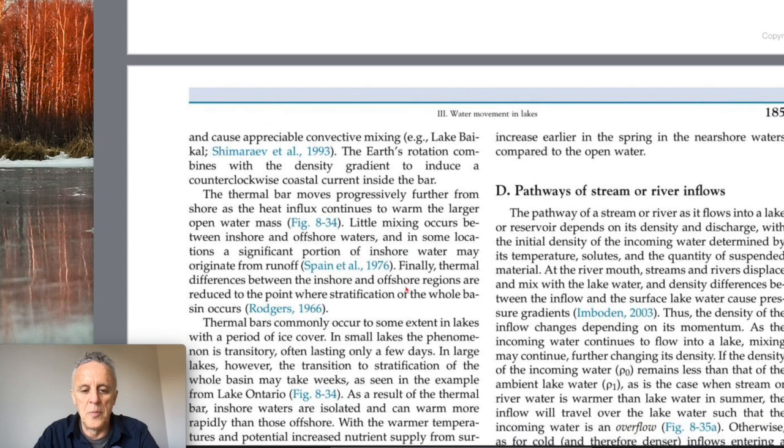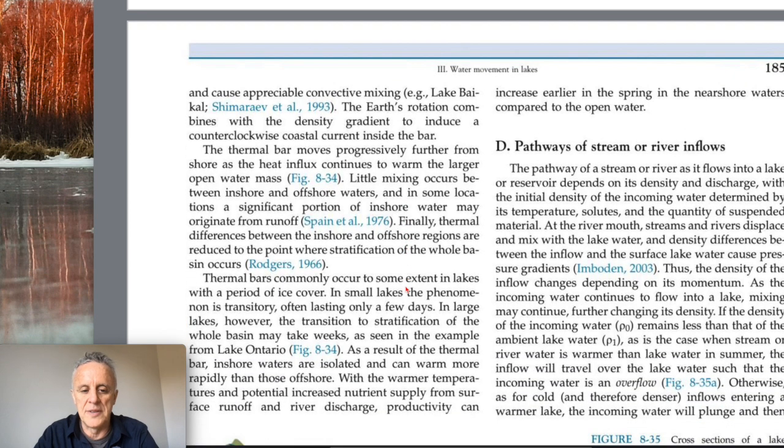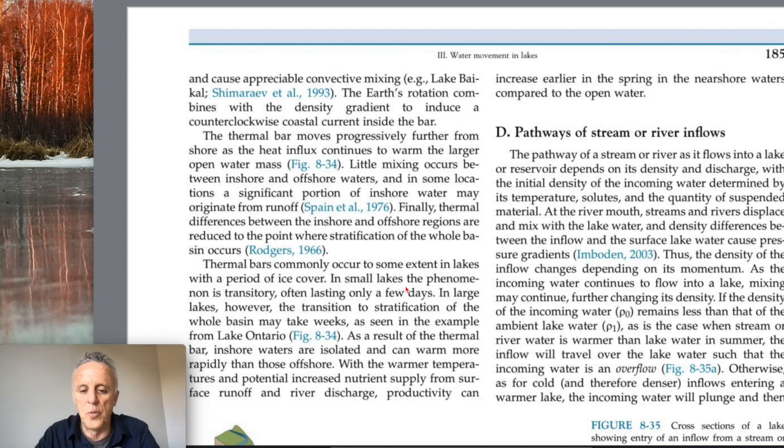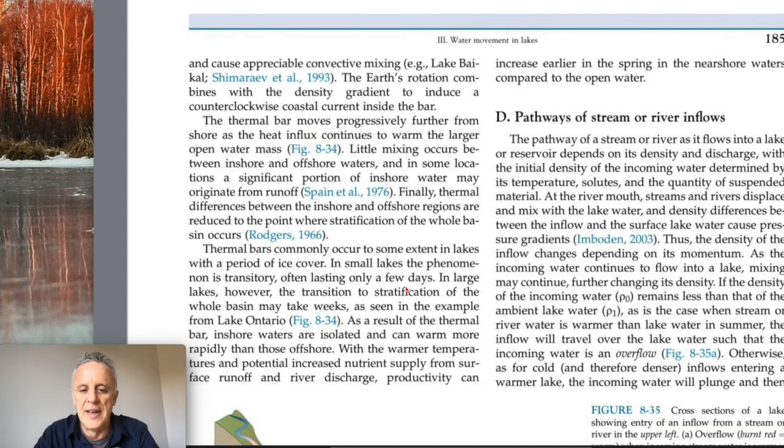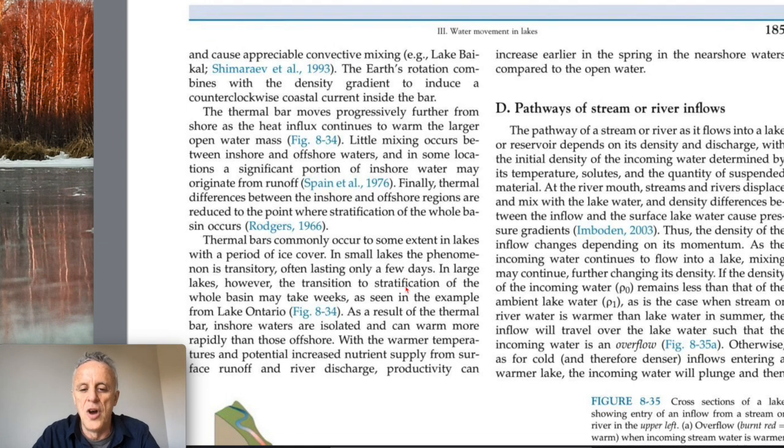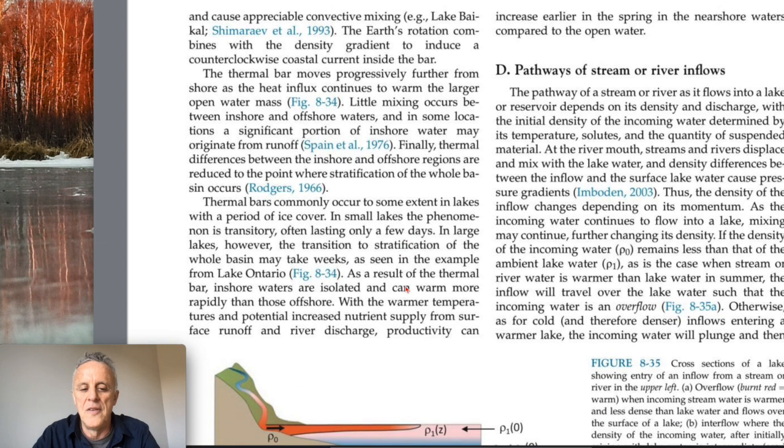The thermal bar moves progressively further from shore as the heat influx continues to warm the larger open water mass. Little mixing occurs between inshore and offshore waters, and in some locations, a significant portion of inshore water may originate from runoff. Finally, thermal differences between the inshore and offshore regions are reduced to the point where stratification of the whole basin occurs. Thermal bars commonly occur to some extent in lakes with a period of ice cover.